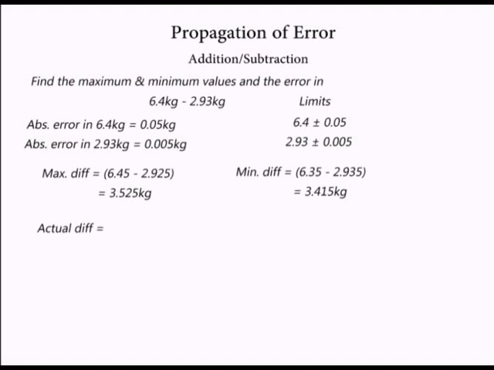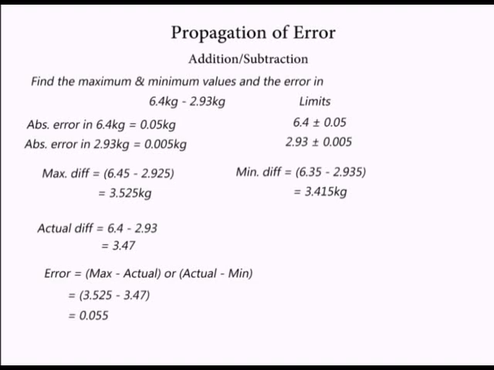The actual difference is 6.4 minus 2.93, and that is 3.47. The error is given by maximum minus actual or actual minus minimum. So maximum minus actual is 3.525 minus 3.47. That gives us 0.055. Actual minus minimum will be equal to 3.47 minus 3.415, and again, that is equal to 0.055. So you can do any of them.